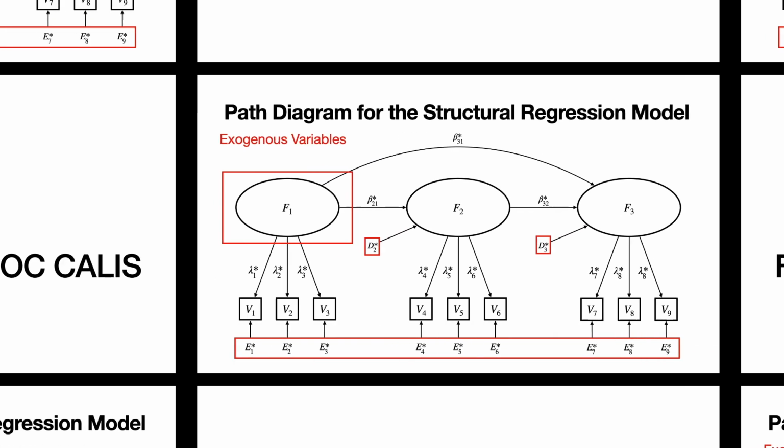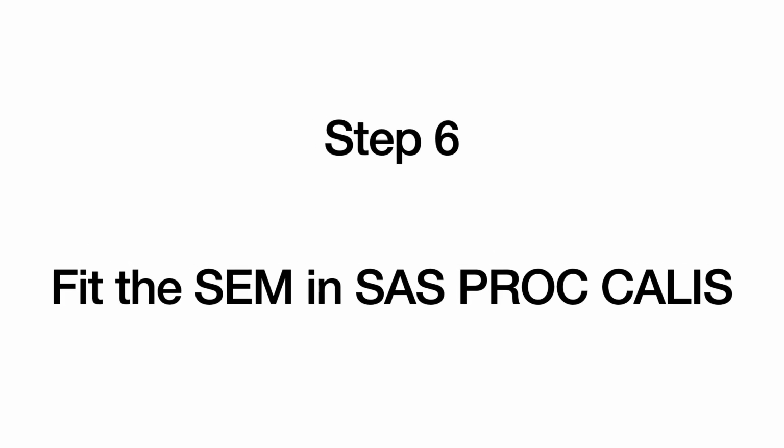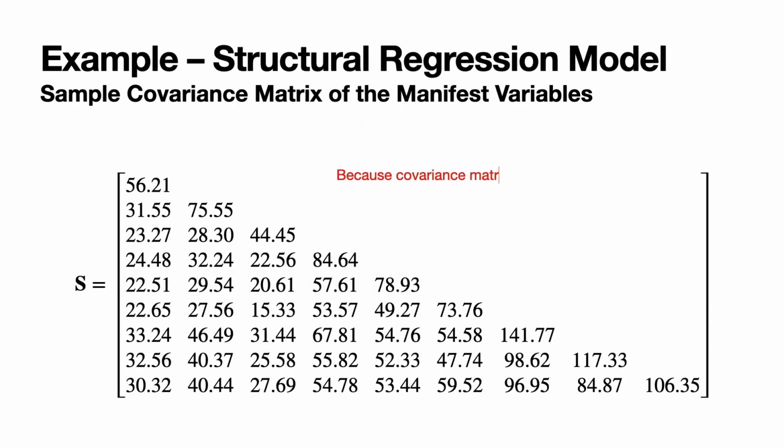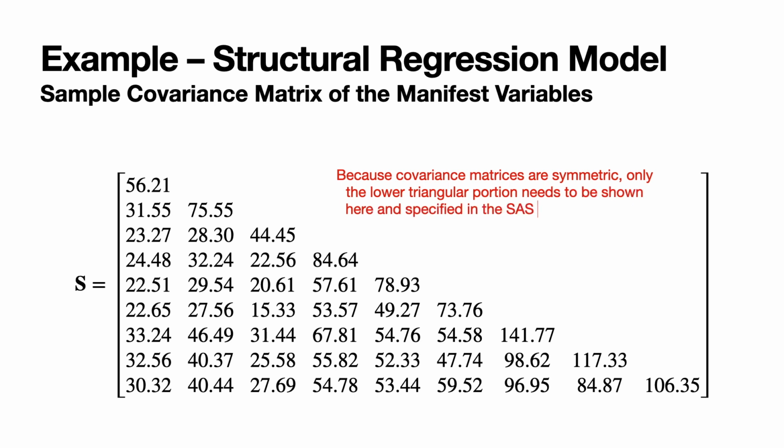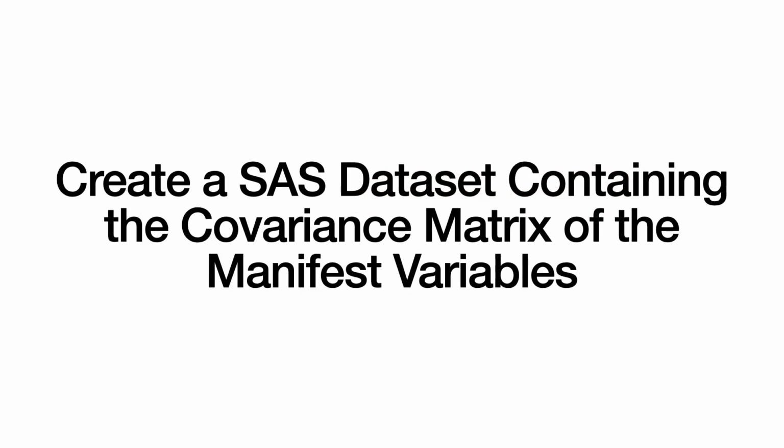Moving on to step 6, we're going to fit the structural equation model in SAS PROC CALIS. Now, because covariance matrices are symmetric, only the lower triangular portion needs to be shown here and specified in the SAS data statement. And so let's do that. Let's create a SAS data set containing the covariance matrix of the 9 manifest variables.